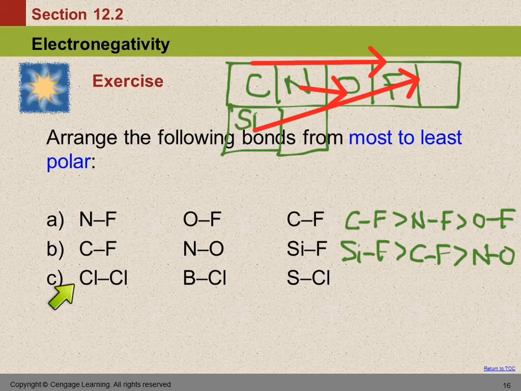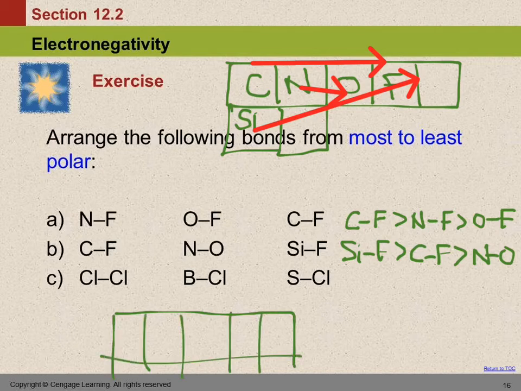Okay, let's look at this one. Chlorine-chlorine, boron-chlorine, sulfur-chlorine. We need at least a piece of periodic table here. Boron is over here. C-N-O, and Cl is down here. What else do we need in there? Sulfur. Sulfur's over here. So we're comparing boron chlorine, sulfur chlorine, and then chlorine with itself.